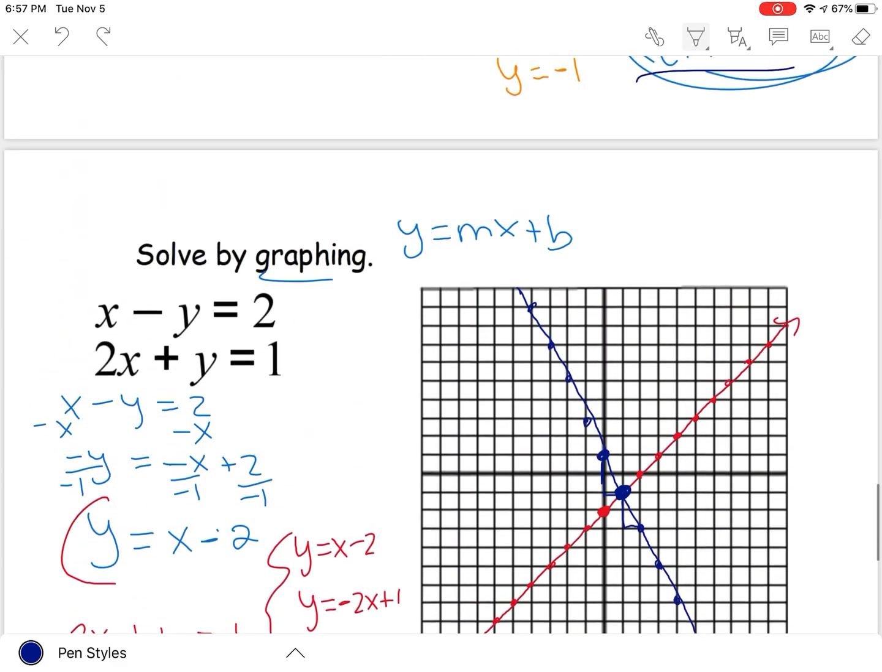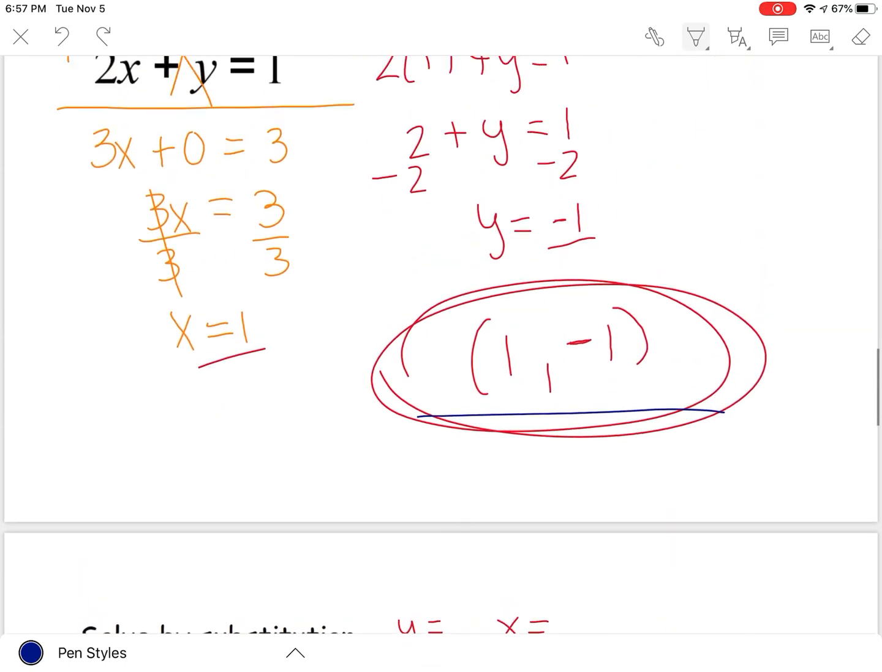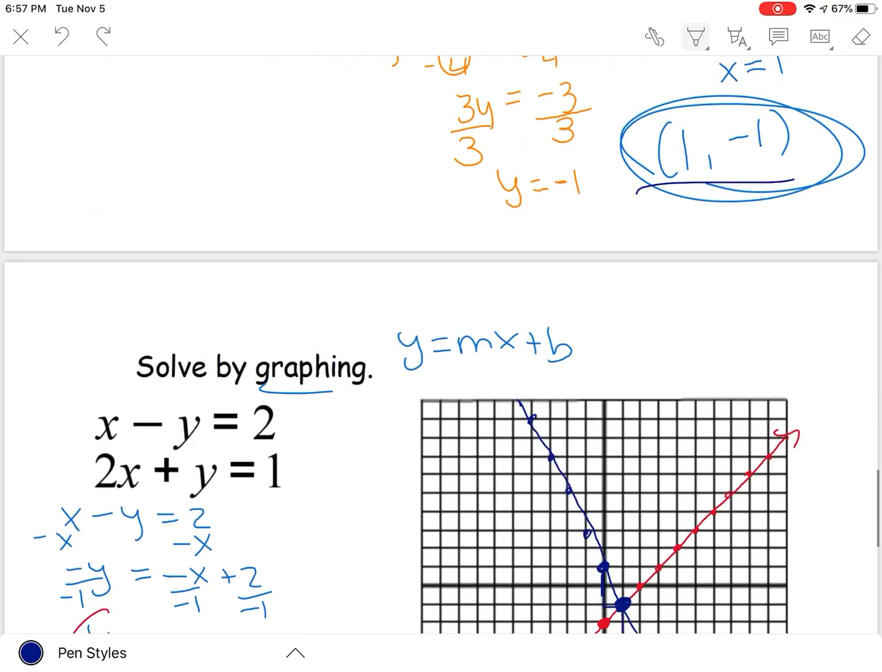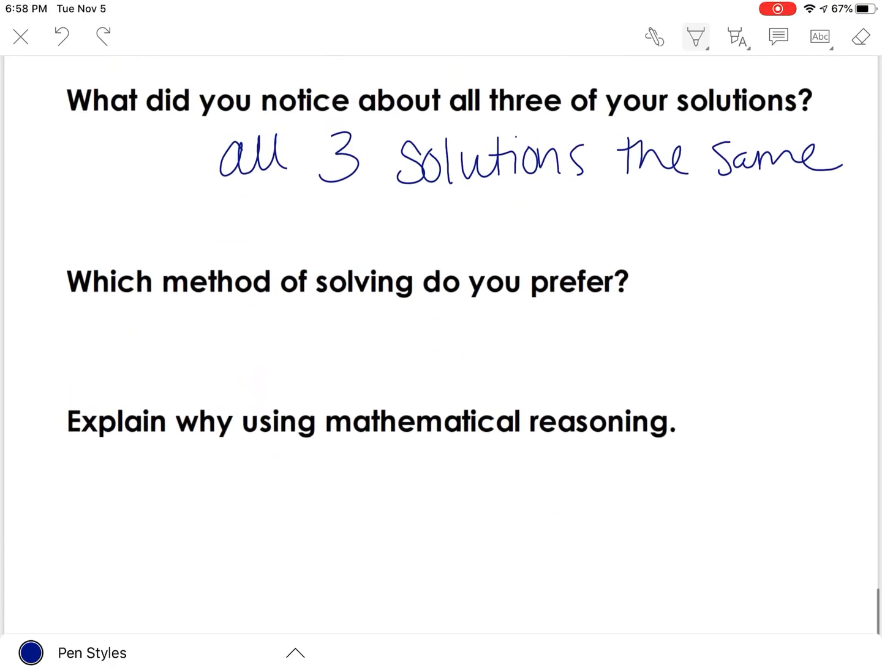So this is kind of personal preference, but it's also kind of talking about choosing the best method. So for example, for this particular problem, I prefer elimination because the original problem was set up for elimination, so I didn't have to do the extra step of rearranging my equation. So for this problem, I preferred elimination because it was set up for elimination.